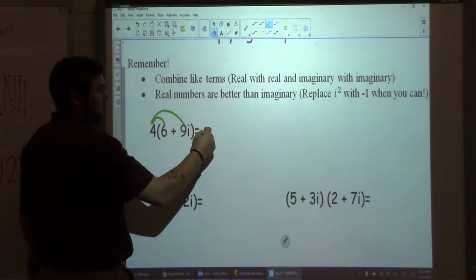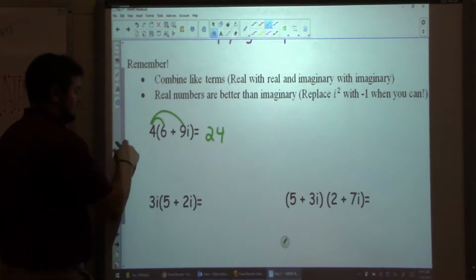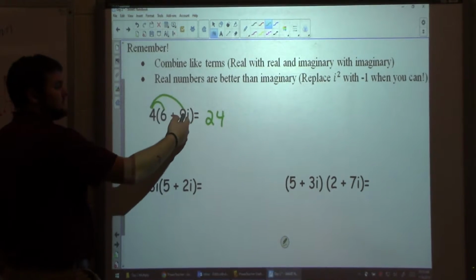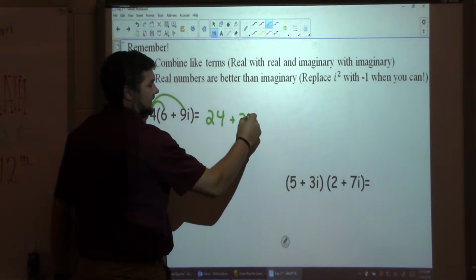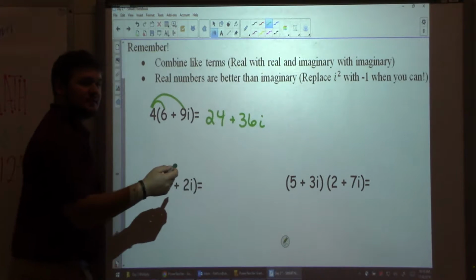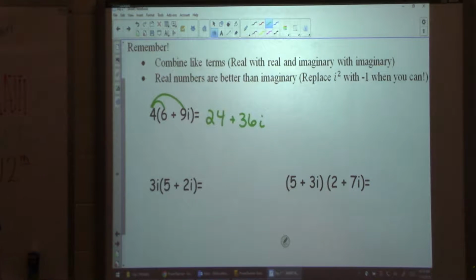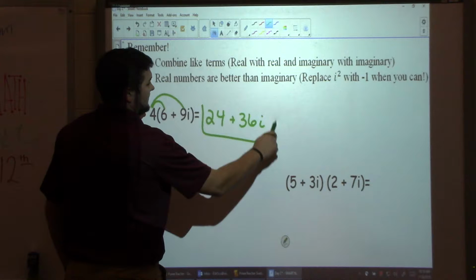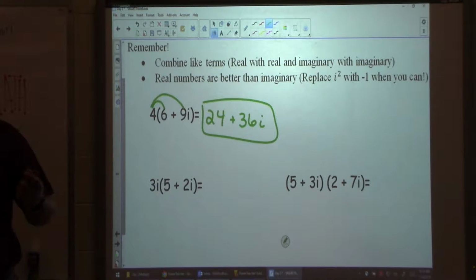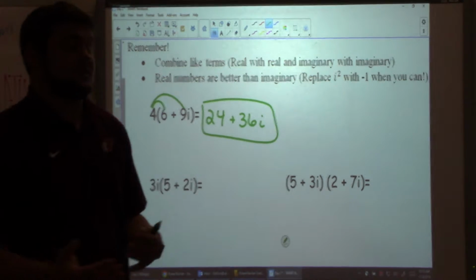4 times 6 will give me 24. 4 times 9i will give me plus 36i. Once you've distributed it like you normally do, combine any like terms. Do I have any like terms? No. That's it. I'm done. Question 1's done. So when we multiply, guys, we're multiplying everything just like normal.